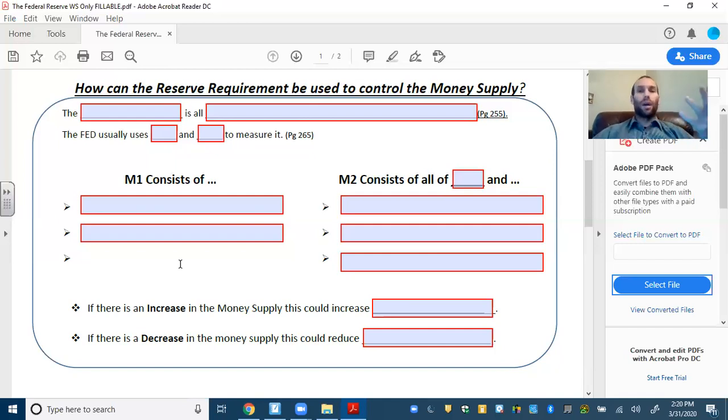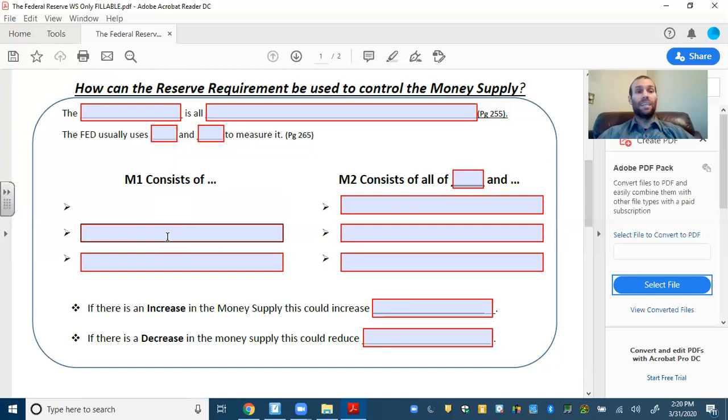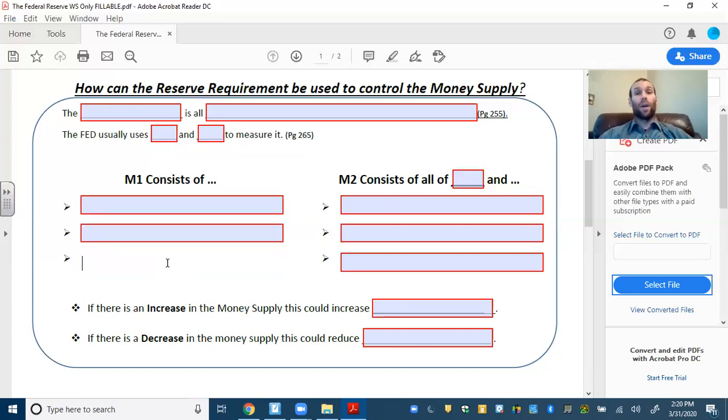Now, I know traveler's checks aren't something you're used to, but now you know what they are. And now you know that they're the third part of M1, which consists of physical currency, demand deposits, and traveler's checks. They're obviously the smallest part of M1.